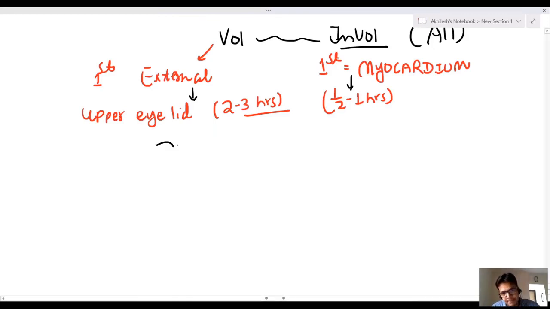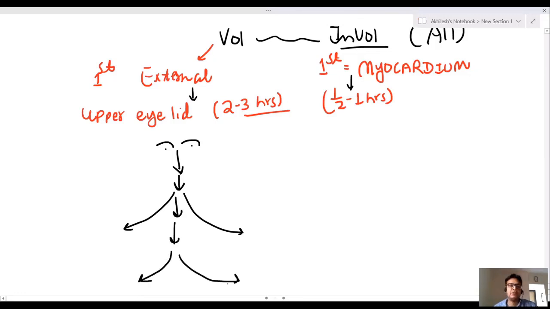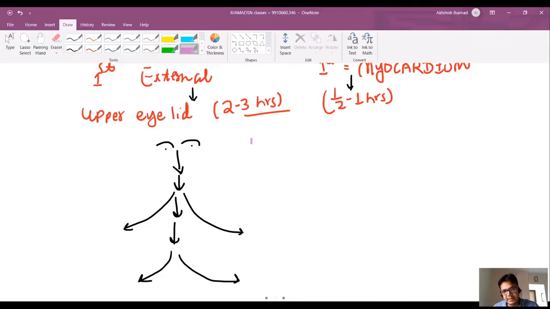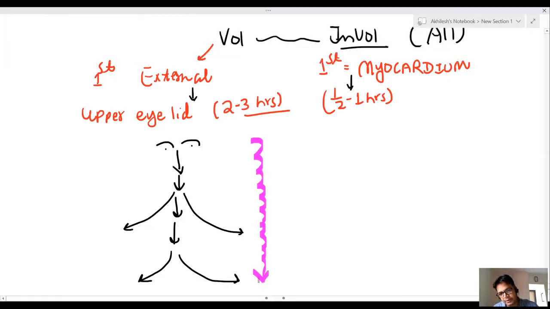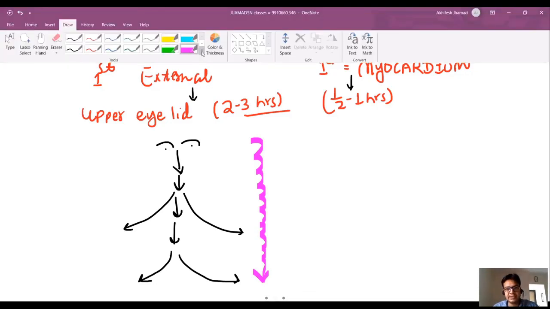Now see, this is the upper eyelid. After the upper eyelid, it involves facial muscles, then neck muscles. It first appears in myocardium, then eyelids, then neck, then it goes downwards to the upper limb. Sir, one thing is clear: it starts from here, then goes downwards, from upwards to downwards. This is known as Nysten's law.